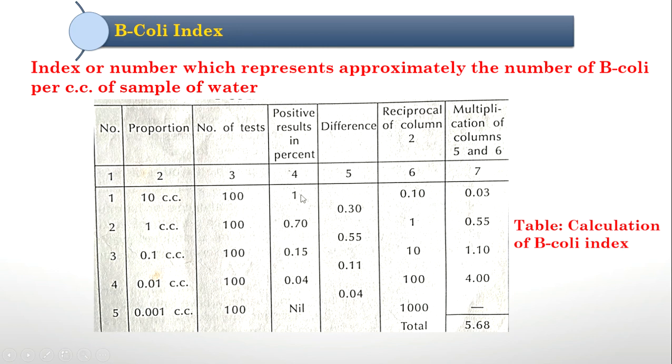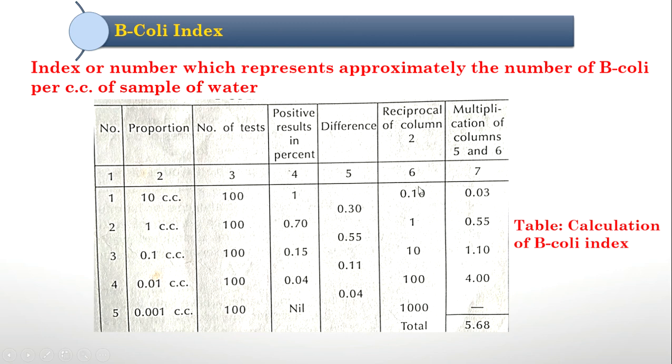Out of that, the percentage of positive result is only 1. Out of 100, only 1 is positive. So 1% is the positive result. And using 1 cubic centimeter sample, we will again do the 100 tests, and out of that 0.7% is the only positive result. So we got these two, and in the next step we will find the difference between these two, the difference between the successive positive results.